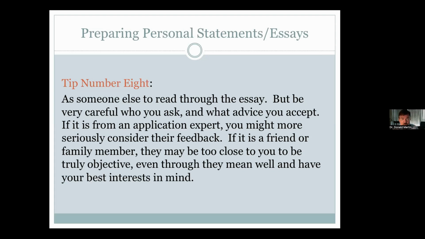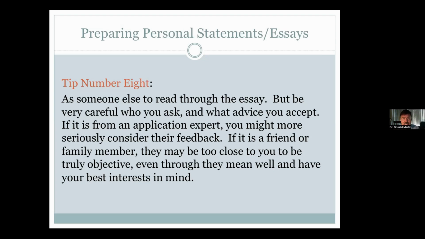Once you've done the read through, once you've finalized it the way you think it should be, get someone else's opinion. However, be very careful who you ask to do this and the advice you accept from these individuals. I'm going to give you a tip here. Having family members and close friends evaluate an essay is not a good idea.